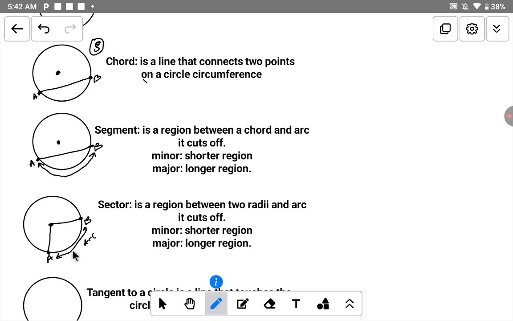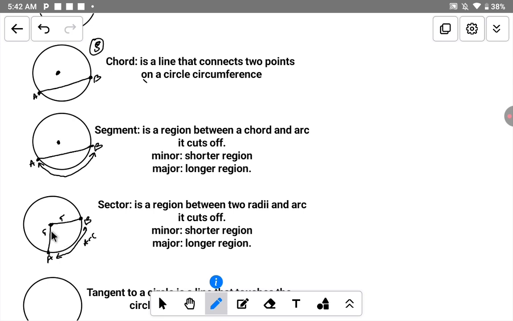Now, the region between this way and this way: this is a radius and this is a radius. That is the region between two radii. We have 1, 2, which gives us radii. And the part of the circumference here, from this way to this way, is an arc.